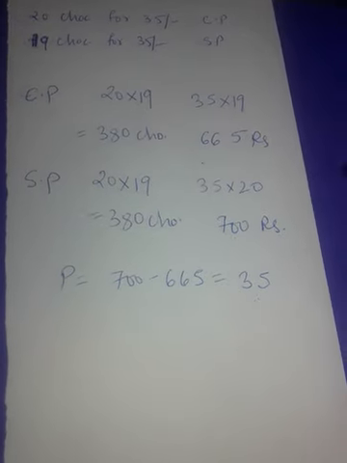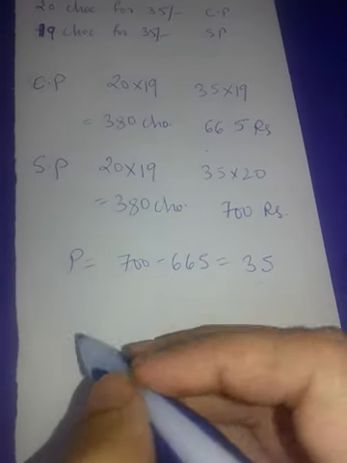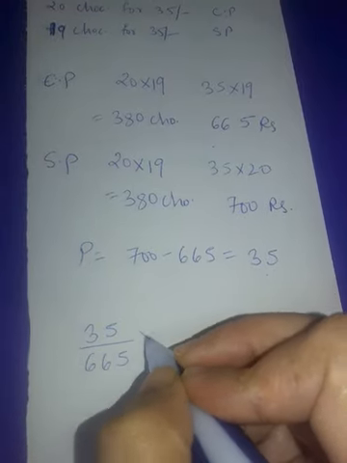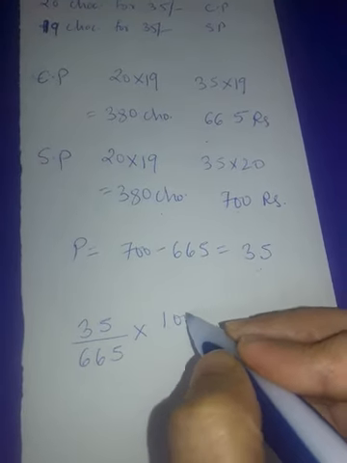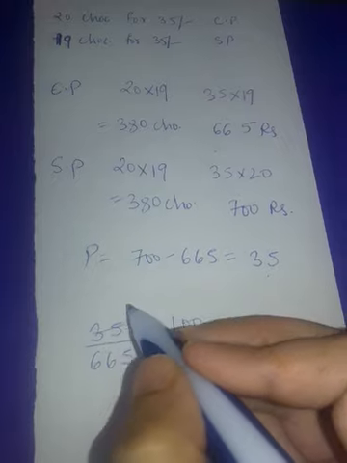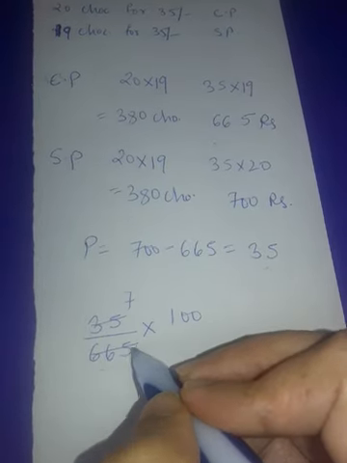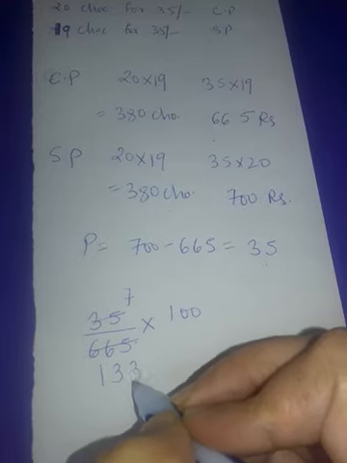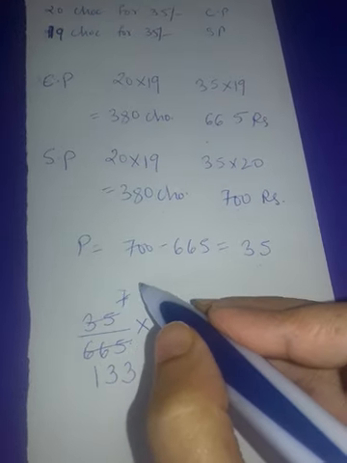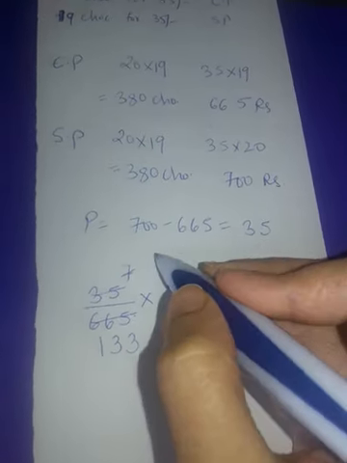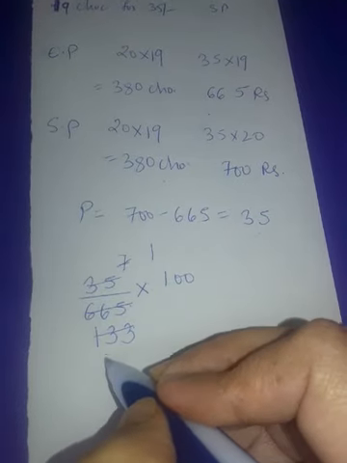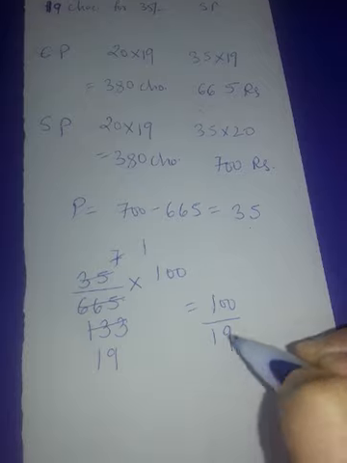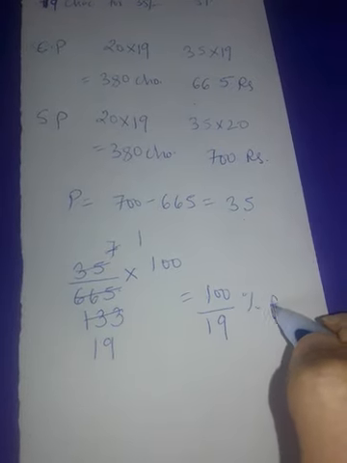35 is the profit over which cost price? 665. So profit percent is 35 upon 665 into 100. 5 7s are 35, 5 19s are 95... so 100 upon 19% profit.